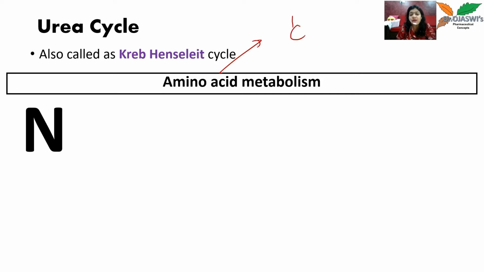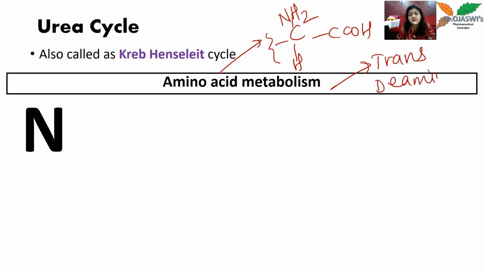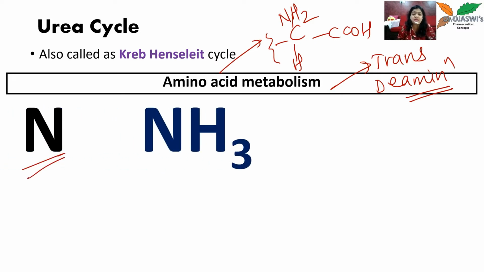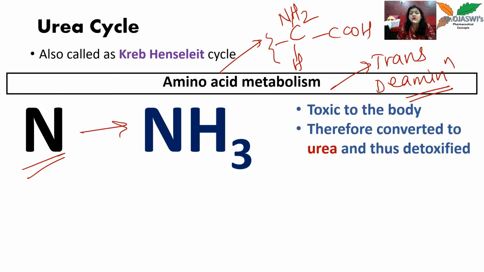Amino acid means they have an amino group, they have an acidic group also, and based on the other side chain there are different amino acids. So in amino acid metabolism we have already seen transamination, deamination and decarboxylation. Through all these processes the nitrogen is released as ammonia, and this ammonia is toxic to the body, and therefore it is converted to urea and detoxified.